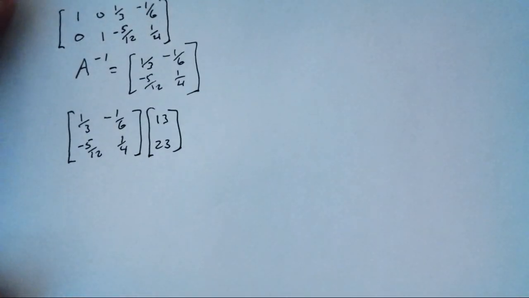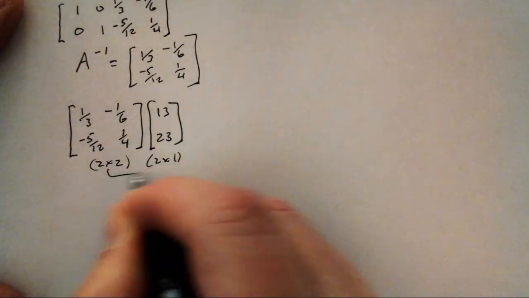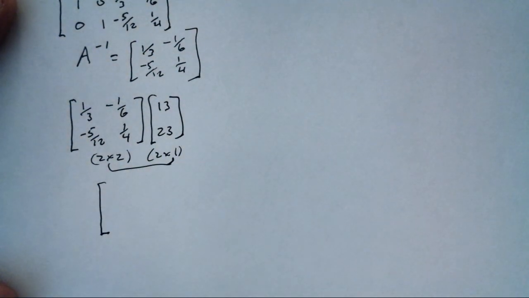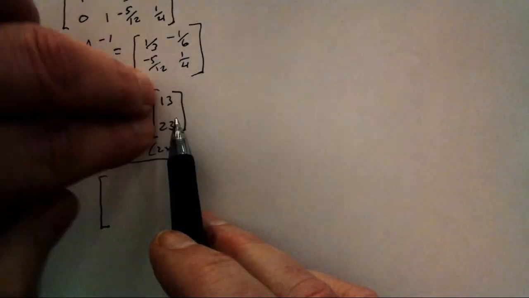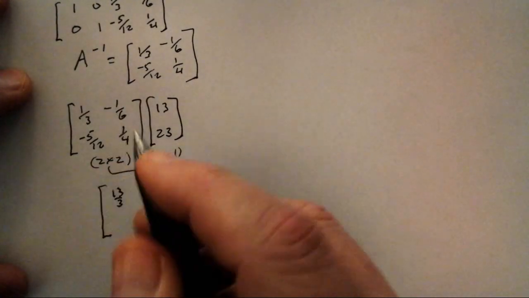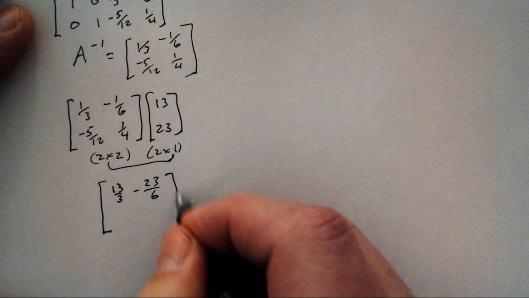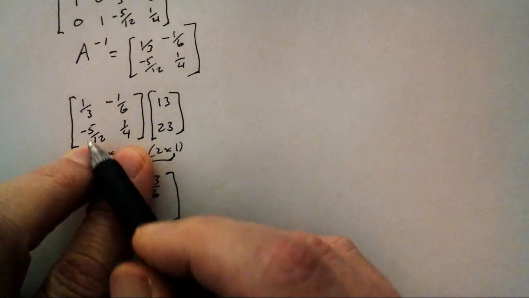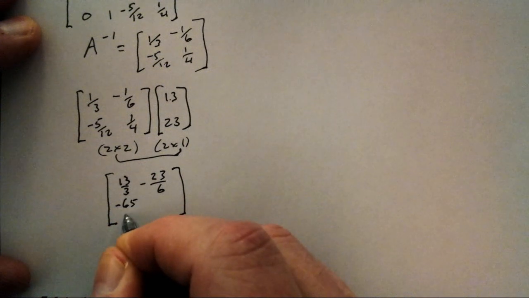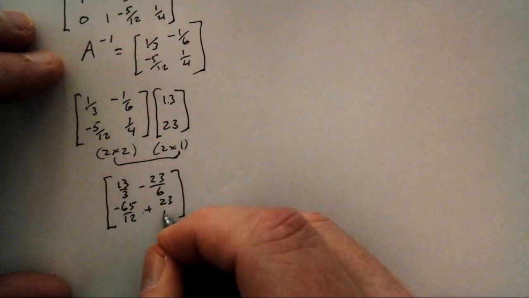So a little bit of ugly fraction work here, but here's the good news. This is a 2x2 times a 2x1. We're just going to end with a 2x1. But I'm going to give some room because we're going to have some denominator work to do here. 13/3 minus 23/6. Not the worst non-common denominators we could have. And negative 5 times 13, negative 65/12 plus 23/4.